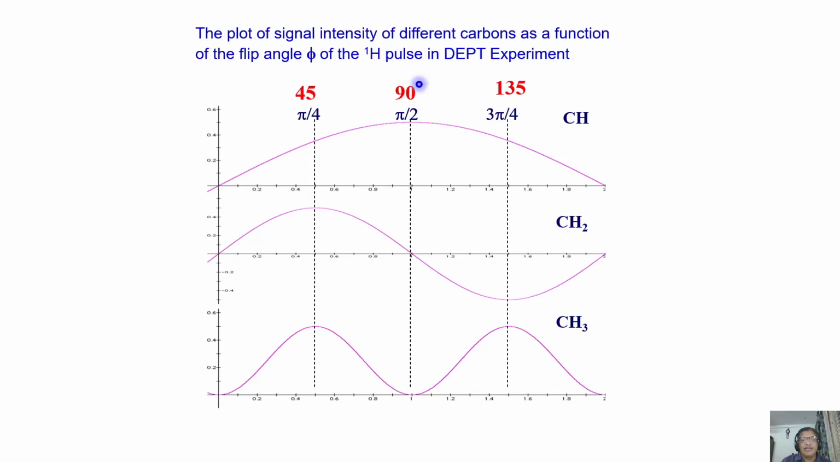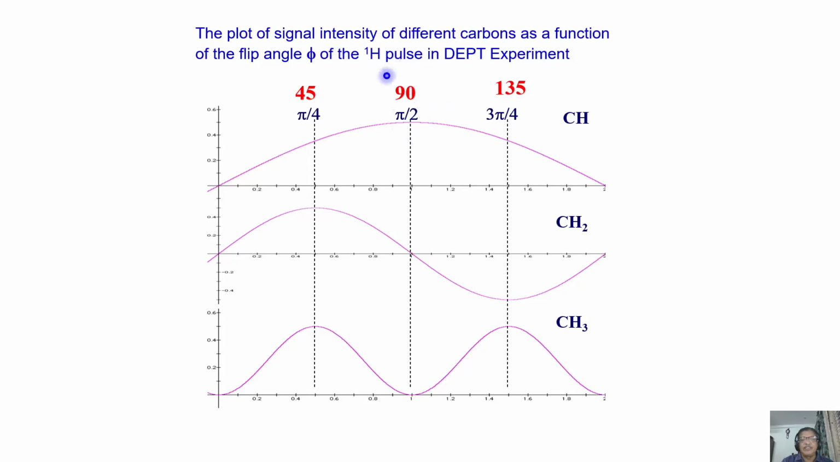So are you identified? When you use DEPT 90, you identified only CHs. In DEPT 135, find out all the peaks with negative intensity, negative peaks. Then you know that there are CH2s. So do this experiment and this experiment. Then you can identify the leftover peaks. There are CH3 peaks there. Because in DEPT 45 all are positive. In the DEPT 135, this is positive, this is negative, this is positive, and in 90 only this is observed.